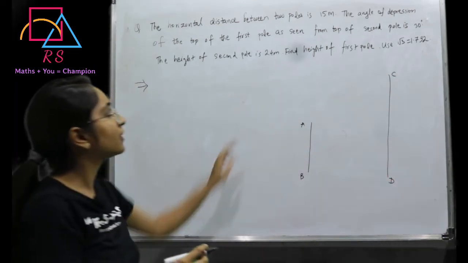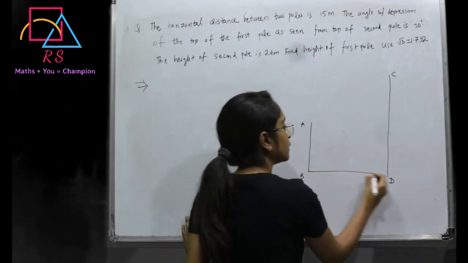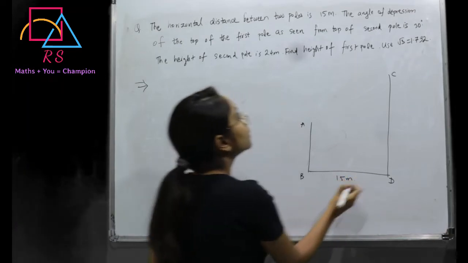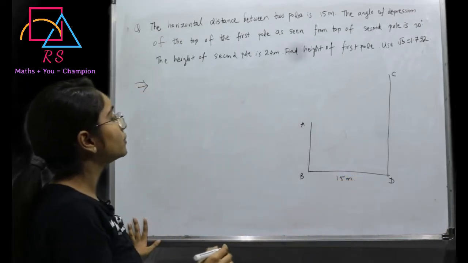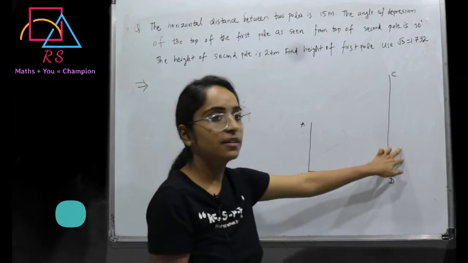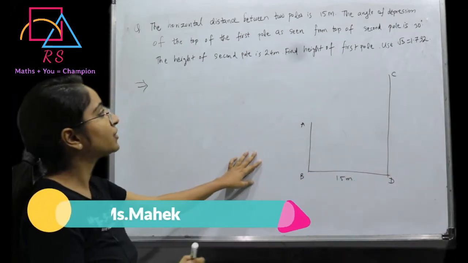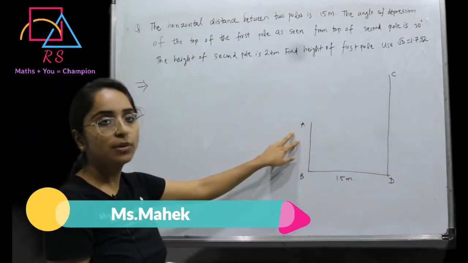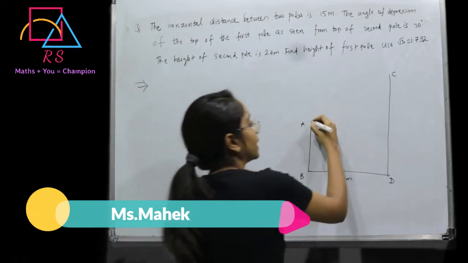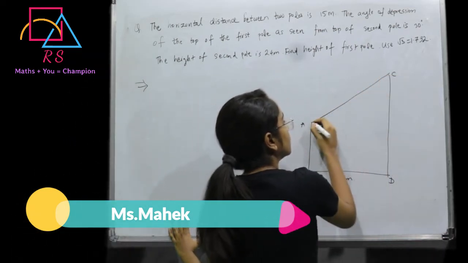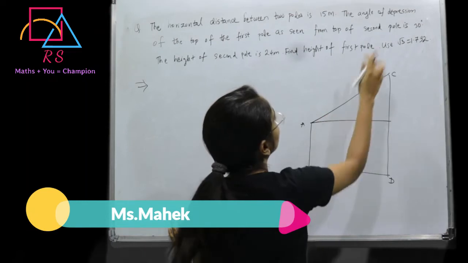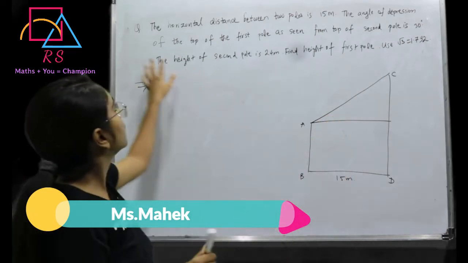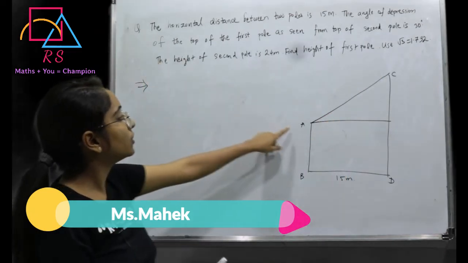The horizontal distance is given as 15 meters, and the angle of depression of this is the first pole and this is the second pole. So the angle of depression means from this pole we have to take 45, which is given as the angle of depression of the top of the first pole.